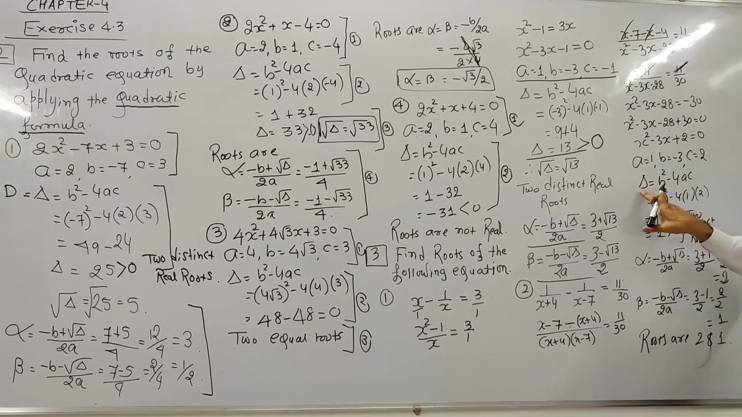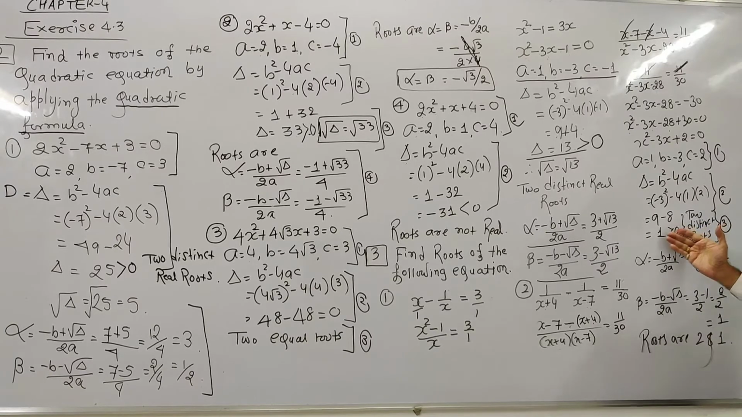Therefore delta is equal to b square minus 4ac. b square means minus 3 square, minus 4, a means 1 and c means 2. So minus 3 square means 9, minus 8. 9 minus 8 is equal to 1. 1 means greater than 0, and that's why you can write two distinct roots are there. So the first step is find out the value of a, b, c. Second step is find the value of delta. Third step is write the type of roots. Now the value of delta is 1, greater than 0, so you get two distinct roots.